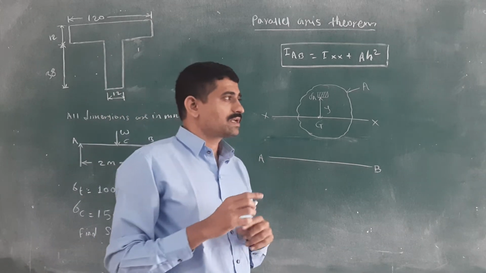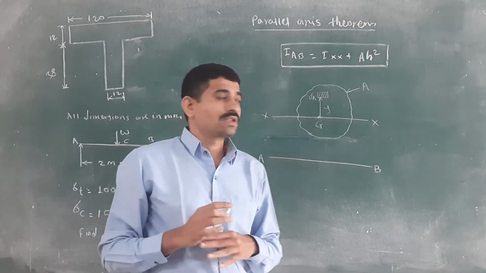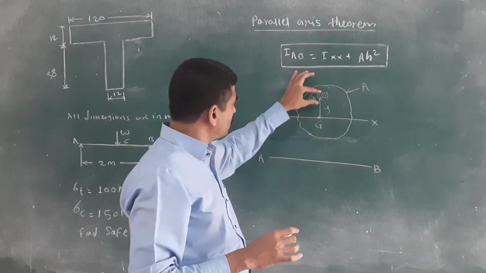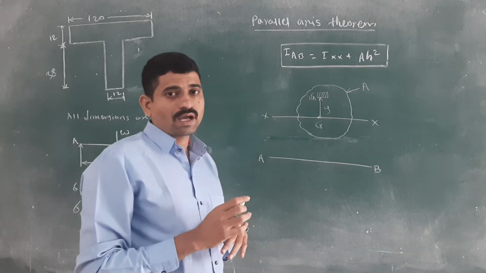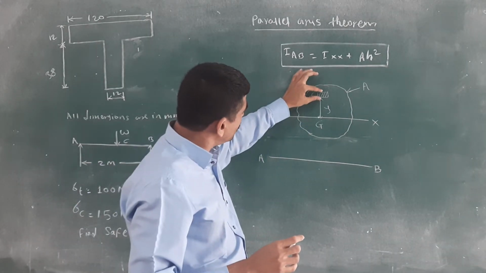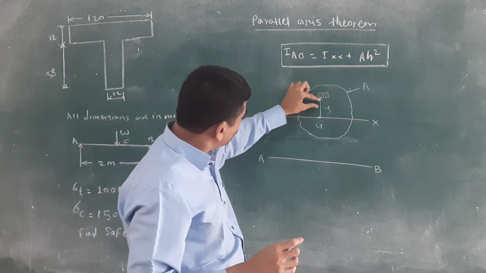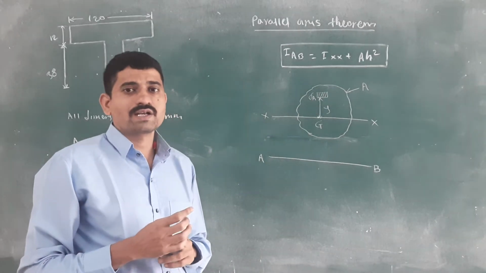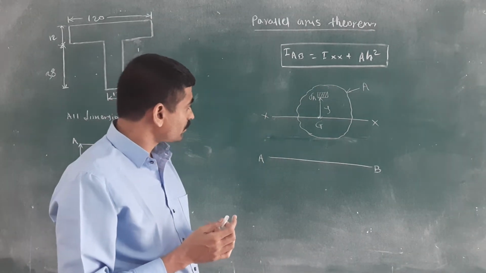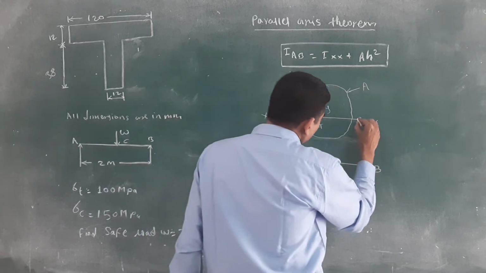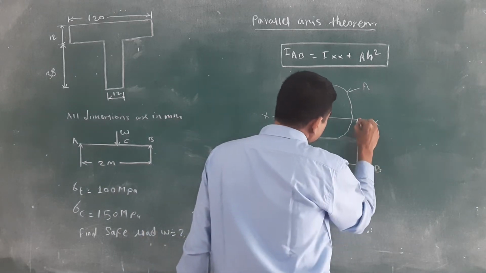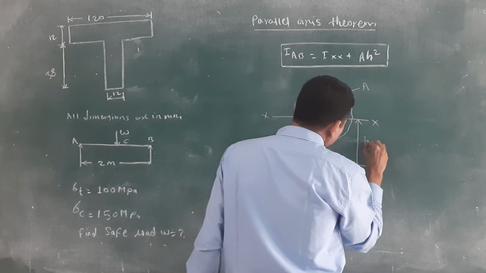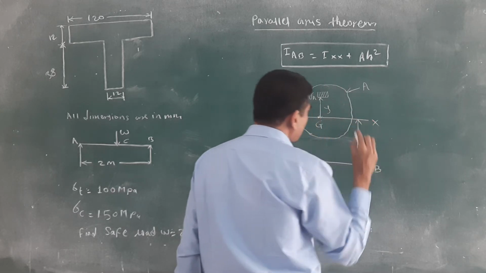Suppose you have considered three parts in a body, then you will get three different values for that, because you will get different areas. Here we consider the small area, and this y distance will change. We also consider the distance between the centroidal axis and the reference axis.